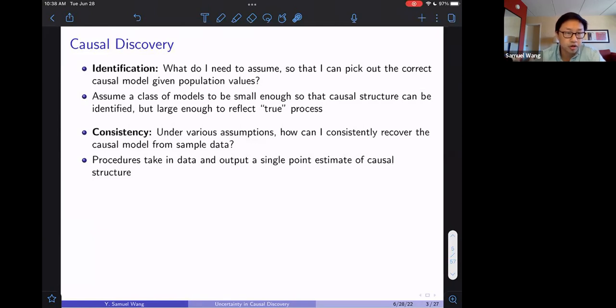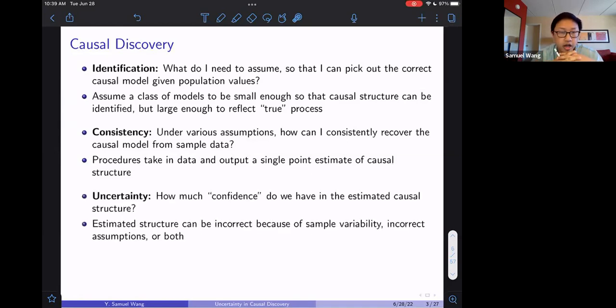And this, however, until pretty recently, is where most of the literature, and I should say at least from a frequentist perspective, has stopped, right? So it's clear that identification and consistency are very important, right? And the things that you want to think about first. But as a statistician, I think it's also critical to be able to assess our uncertainty about the causal model that we've estimated. So put another way, how much confidence do we have in the estimated causal structure?